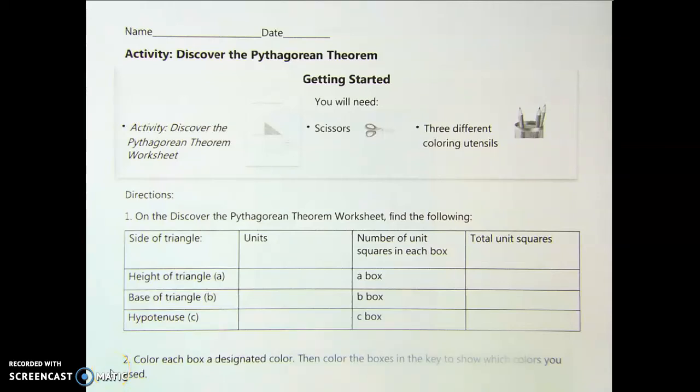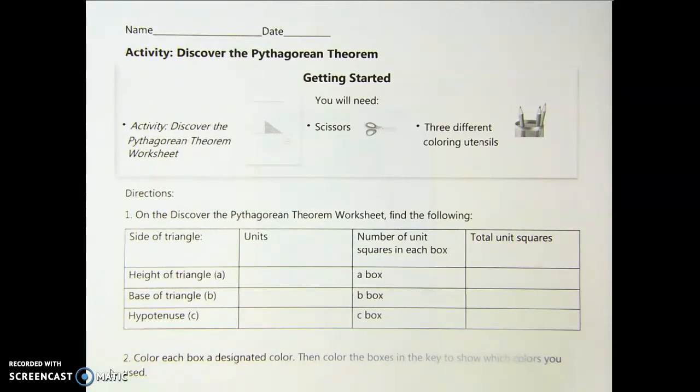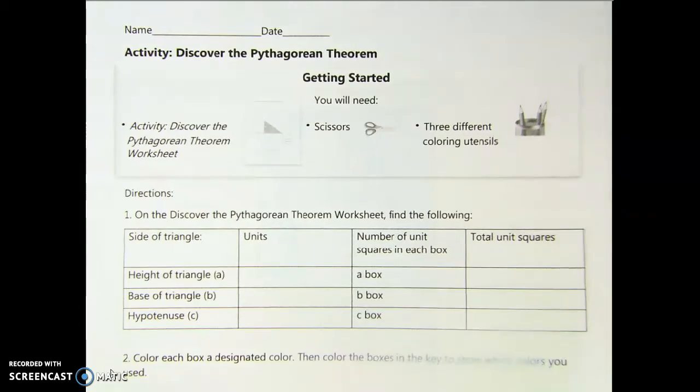In this particular video, we're going to be going over discovering the Pythagorean theorem. So I'm going to be going over the video or the activity with you through the video. I have everything that we need here, and I'm going to start with reading the directions from the table. On the Discover the Pythagorean Theorem worksheet, find the following: the height of triangle A, the base of triangle A, and the hypotenuse. So here is the sheet that we need.